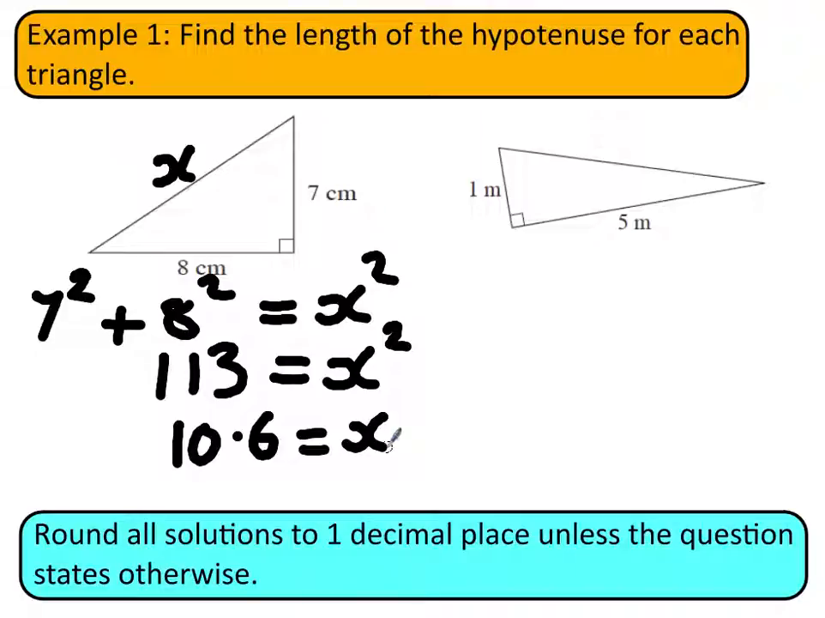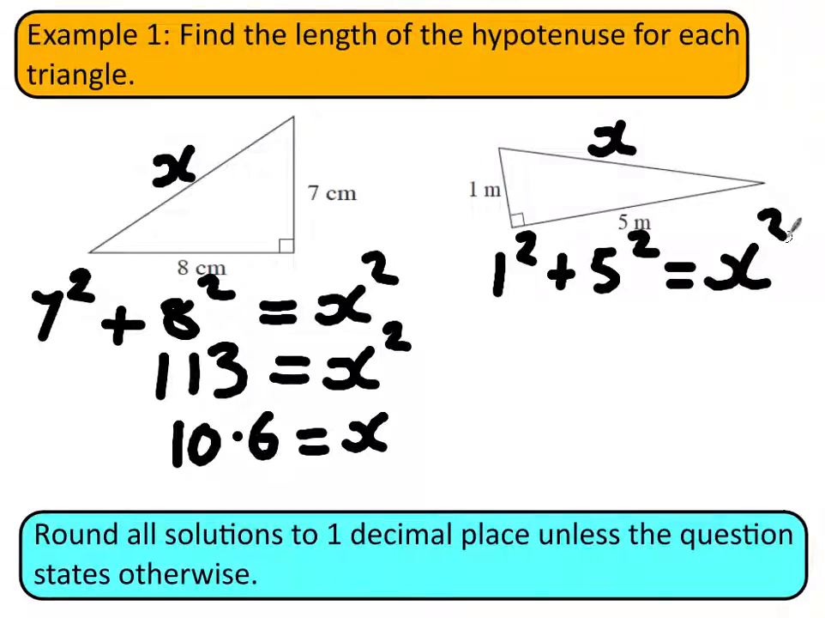Now, let's see if we can go through that again. Here's the second example. My two smaller sides, a and b, are 1 and 5. So I know that if I call that x again, 1 squared plus 5 squared is going to be x squared. So 1 squared is 1, 5 squared is 25, so that gives me 26 when I add them together.